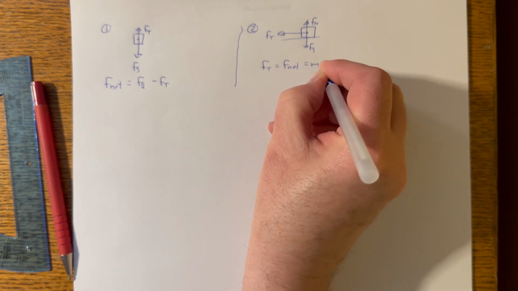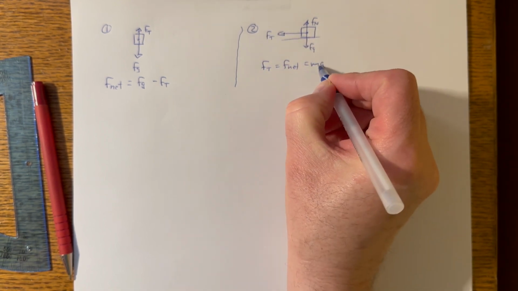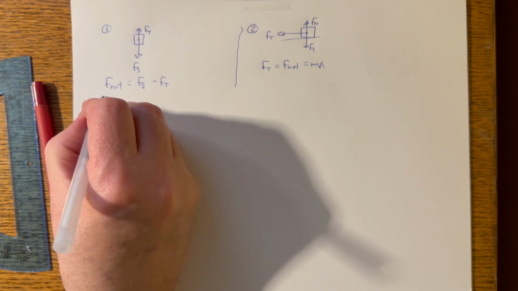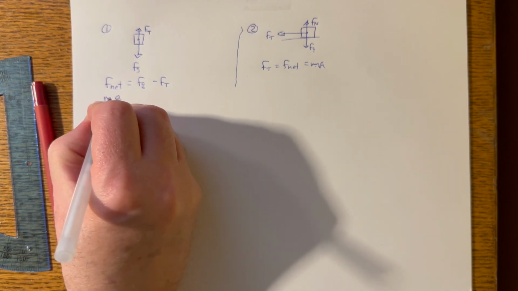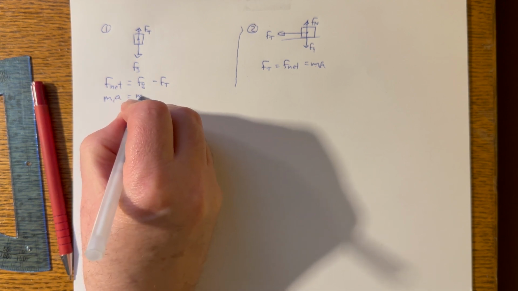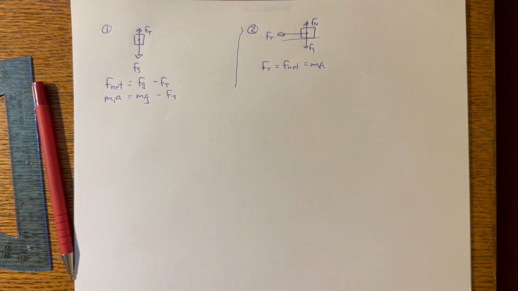Therefore, it's M times A. Net force is always M times A. This is mass 2, so I better label that mass 2. Now over here, net force is always M times A, but this is mass number 1. Force due to gravity, M times G, and we do not have an equation for tension force. There's no equation we have for tension force specifically.